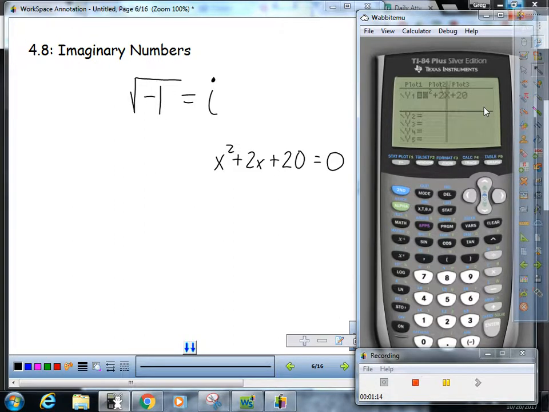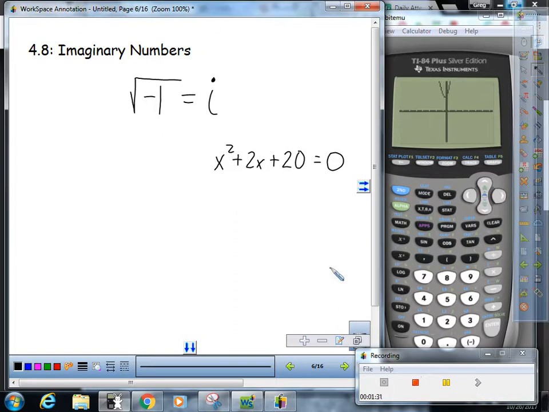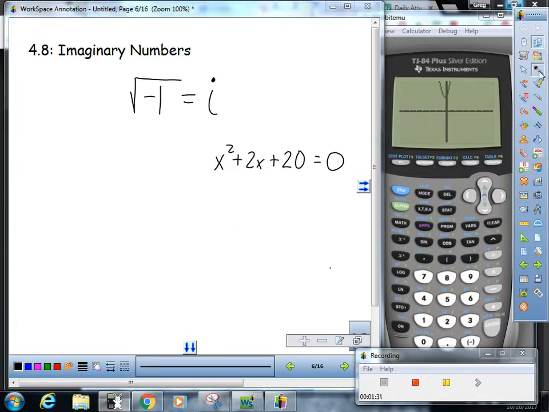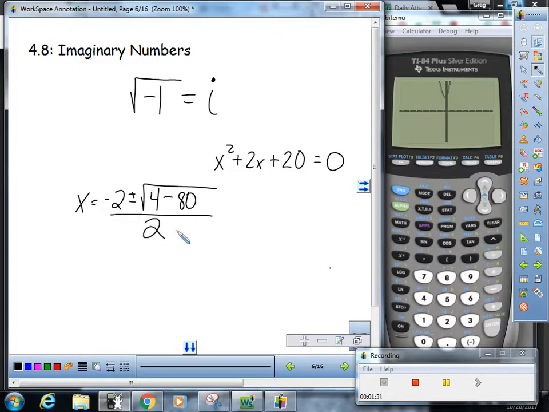But now I just want to show you what would happen if I used the quadratic formula. Okay, x would be -b, which is -2, plus or minus the big square root of b squared, which is 4, minus 4 times 1 times 20, which is 80, all over 2. It's 2 plus or minus the square root of -76, all over 2. And you can simplify this, but I'm not going to simplify it. I just want to get to the point.